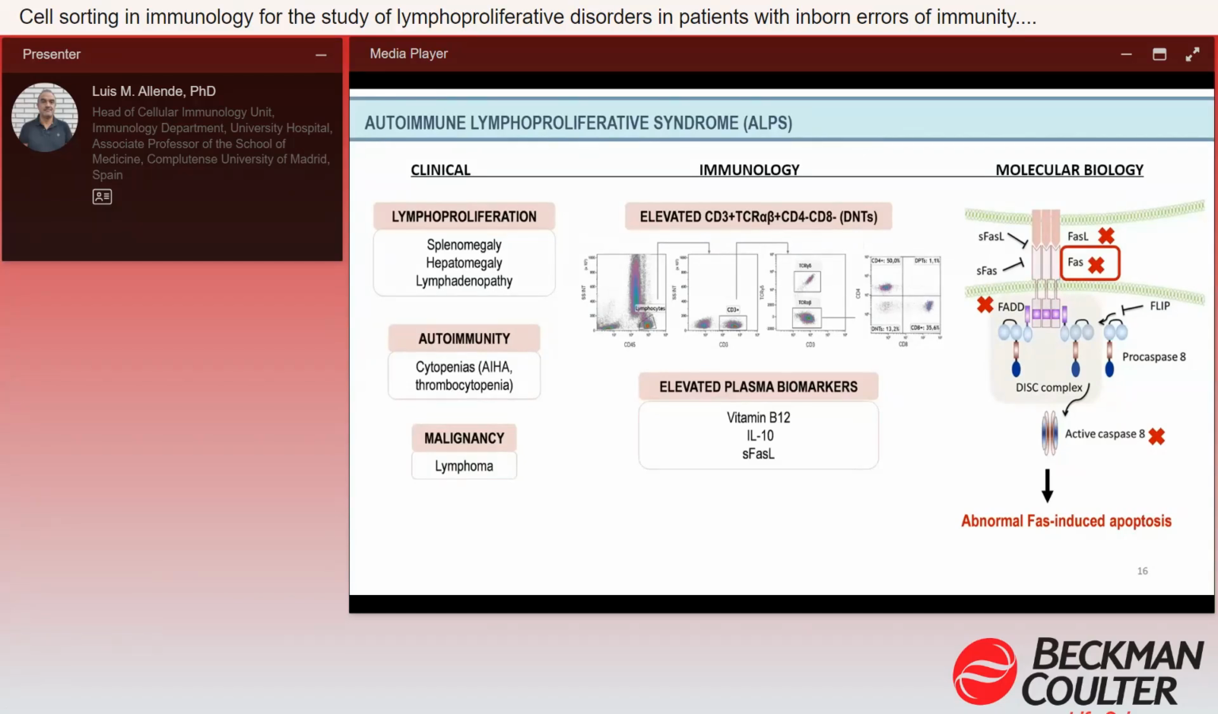Expanded CD3 positive, TCR alpha beta positive, CD4 negative, CD8 negative, double negative T cells, these cells are known as DNTs, are a hallmark of all patients, who can also present elevated plasma biomarkers, including interleukin-10, soluble Fas ligand, and vitamin B12.